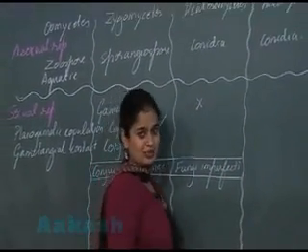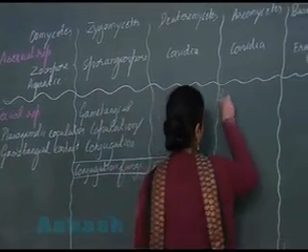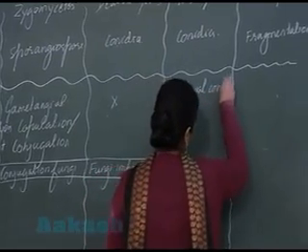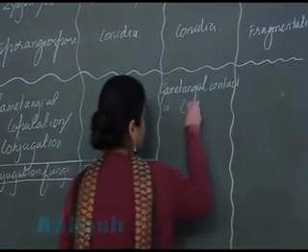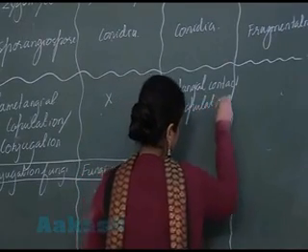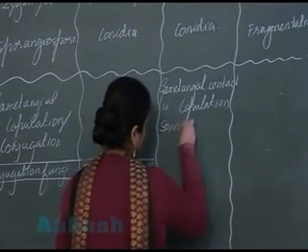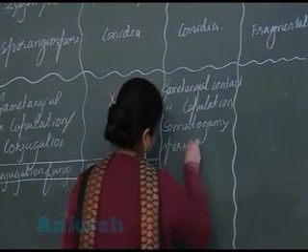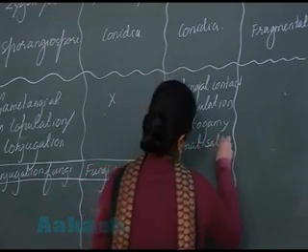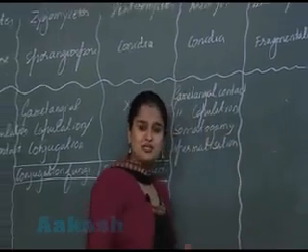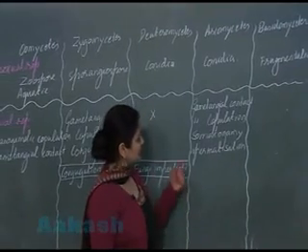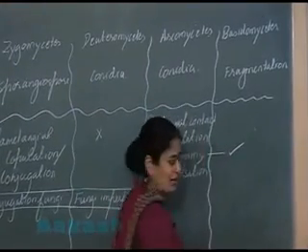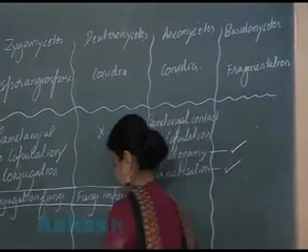In ascomycetes, sexual reproduction occurs through gametangial contact, gametangial copulation, somatogamy, and spermatization. So you can see a versatile type of sexual reproduction is present in ascomycetes. In basidiomycetes, there is presence of somatogamy and spermatization.